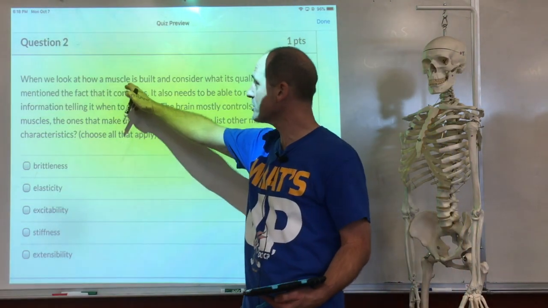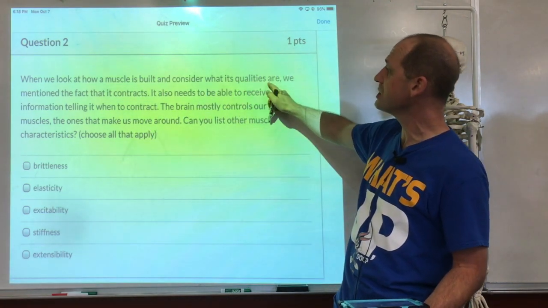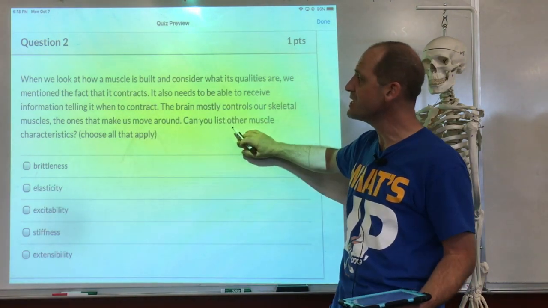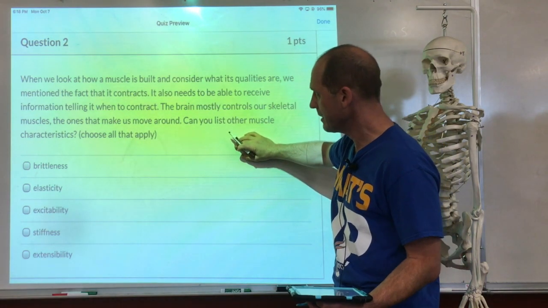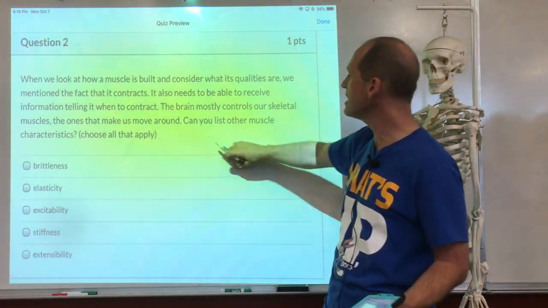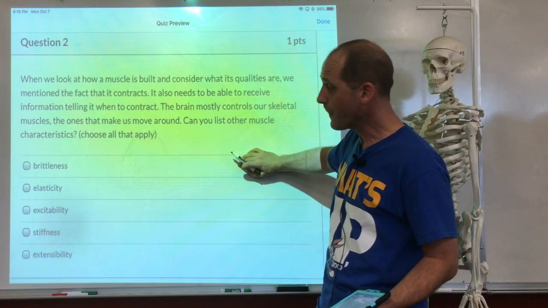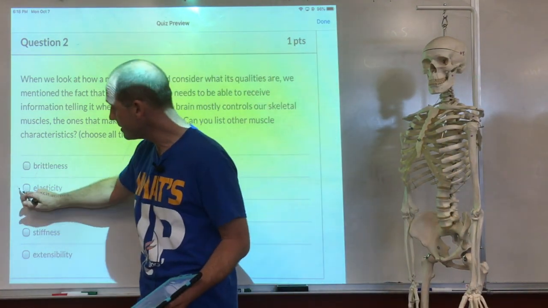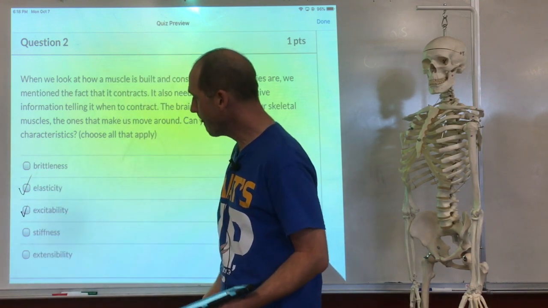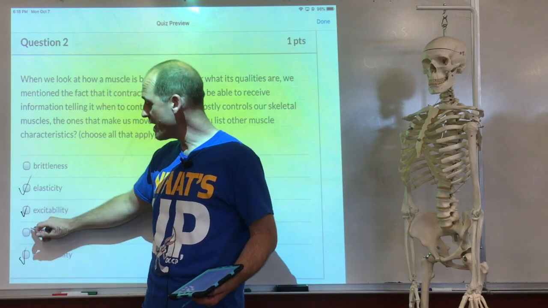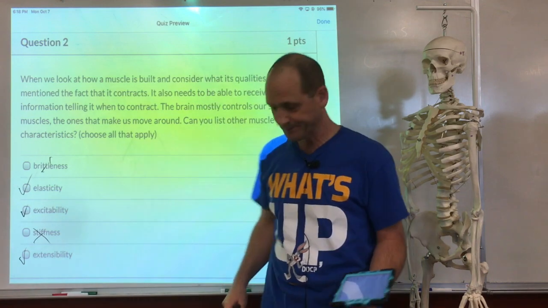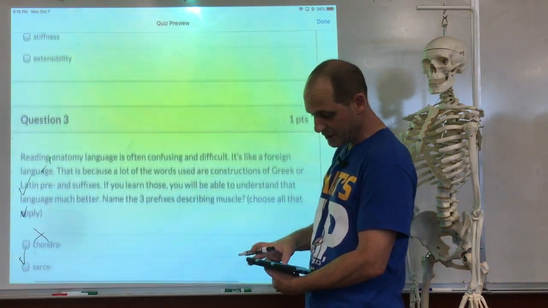When we look at how a muscle is built and consider what its qualities are, we mentioned that it contracts. It also needs to be able to receive information telling it when to contract. The brain mostly controls our skeletal muscles, the ones that make us move around. Can you list other muscle characteristics? Elasticity, excitability, and extensibility. We don't want too much of that, or they break. You guys got that one.